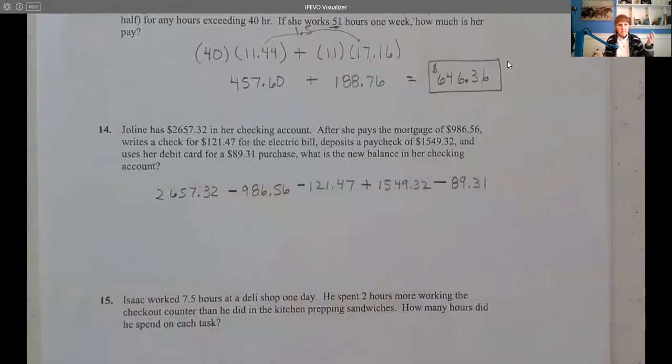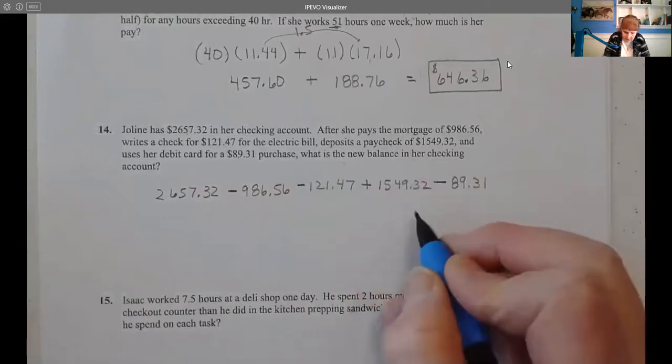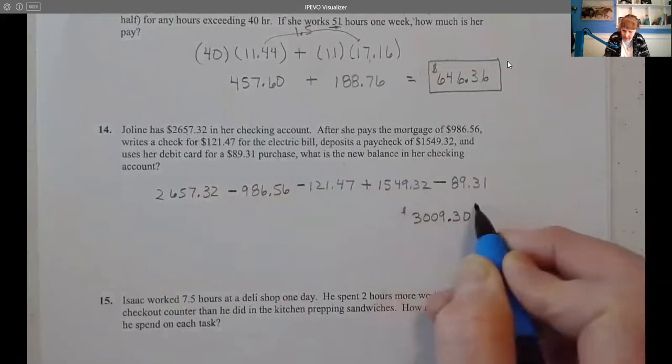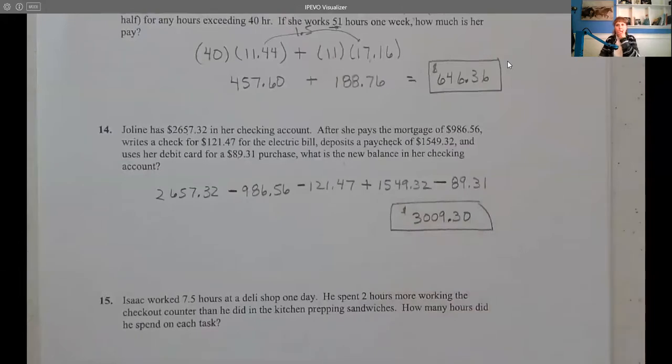What's her new balance? You just go ahead, and it's all addition and subtraction from left to right. So we'll do the addition and subtraction from left to right, no multiplication in there or anything, which is kind of nice. 2,657.32 minus 986.56 minus 121.47 plus 1,549.32 minus 89.31. Looks like she's got $3,009.30 in her account. And again, 2 decimal places when you're dealing with money.